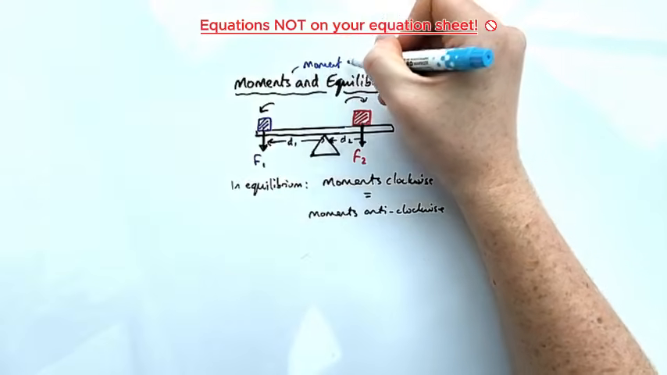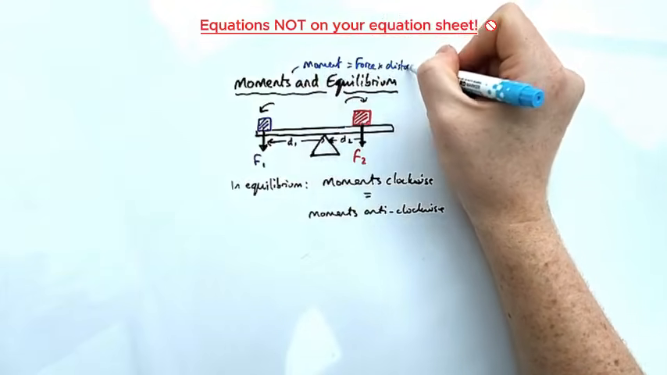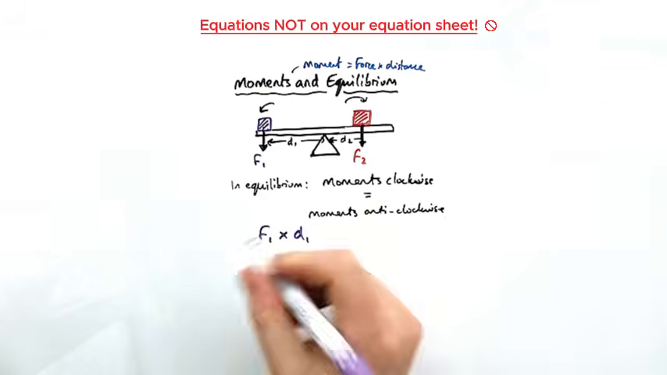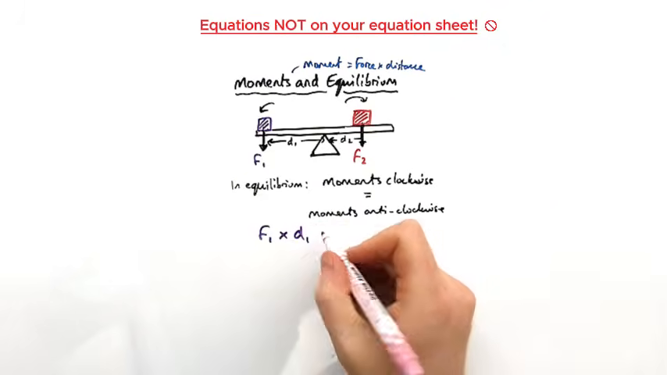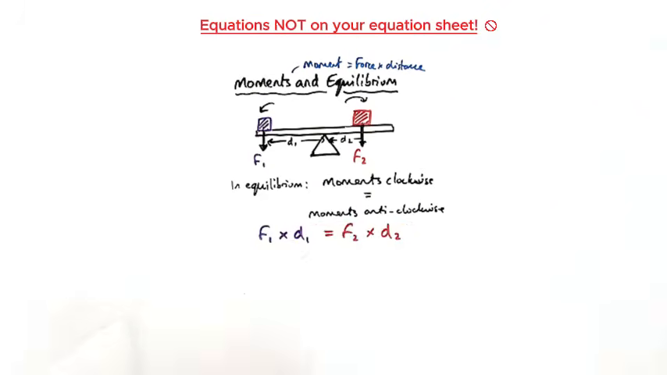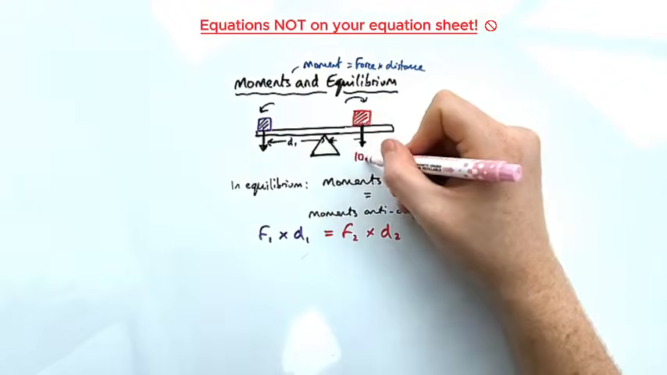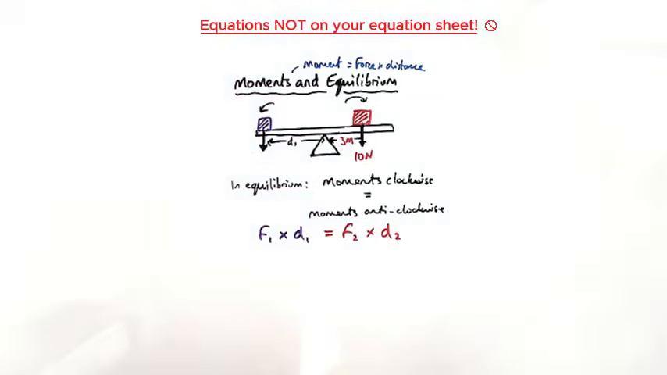Now, if we calculate the moments, a moment equals force times distance. Clockwise has to equal anti-clockwise, so we can input our numbers if we're given numbers and try and work it out. The general equation is that the force of object 1 times its distance from the pivot equals the force of object 2 times its distance from the pivot. So let's input some numbers here and try and work out what this missing distance is.